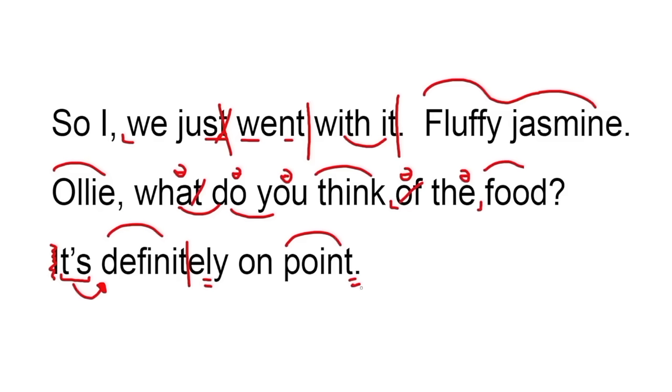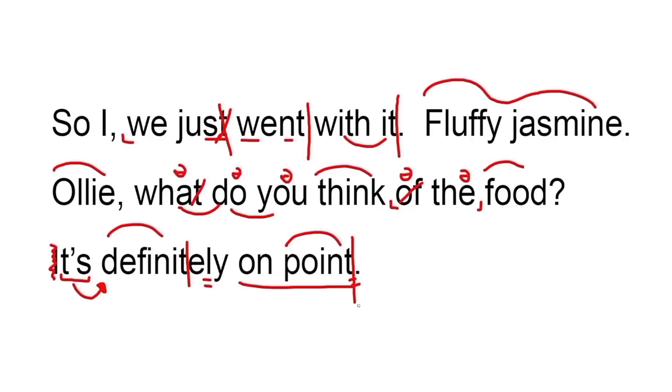A nasal end sound, a little bit of an abrupt stop. That's how we know it's a stop T. On point. On point. This is an idiom. What does the phrase on point mean? It means perfect, really good, high quality, excellent. And I will say I had this food and it was delicious.